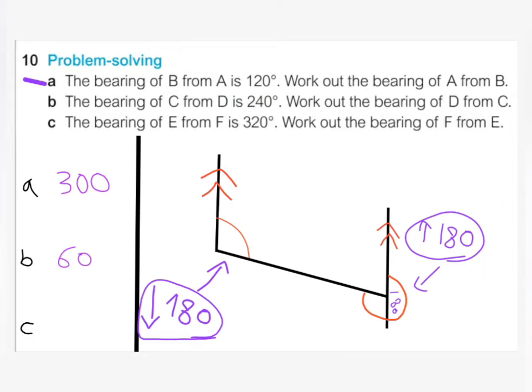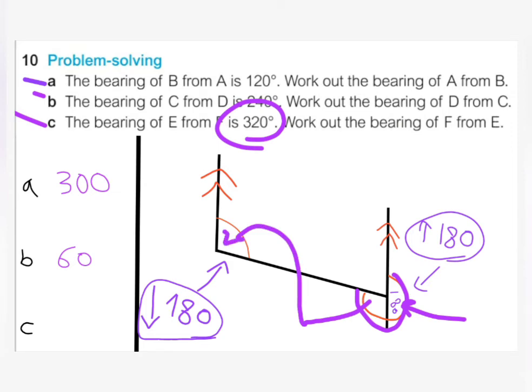Let's take a look at question C. In question C, the bearing of E from F is 320. Now 320, is it bigger or smaller than 180? Very good, it's bigger, so it's here. And because it's here, we will subtract 180 to get this angle, and this angle is the same as this angle because they are alternate. So the idea is subtract 180 to get the bearing.